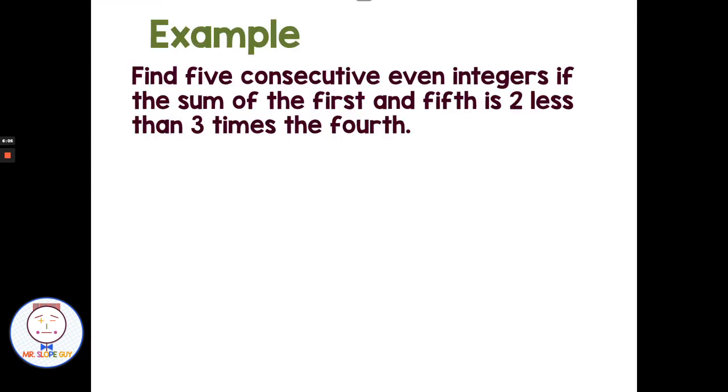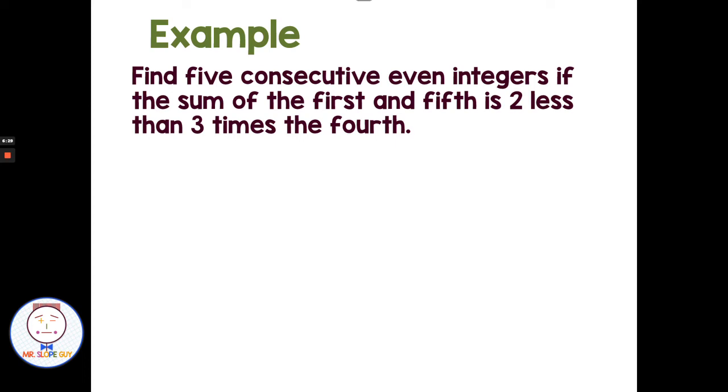So I know there are people out there saying, well, you're doing it the hard way. Well, we're practicing writing and solving equations, and you're not going to be able to check and guess problems like this. Find 5 consecutive even integers if the sum of the first and fifth is 2 less than 3 times the fourth. Wow, that sounds really difficult, but if we break it down and follow our same pattern, we can work this out pretty easily.